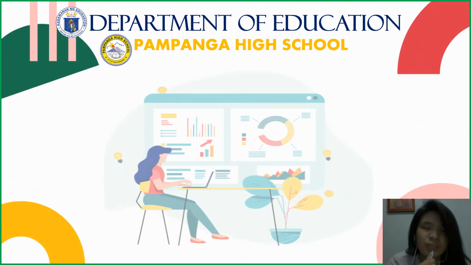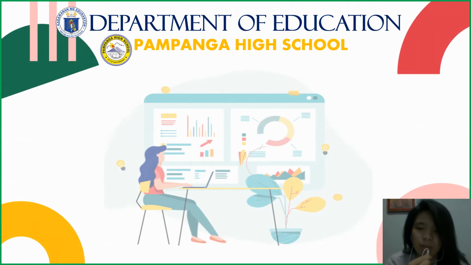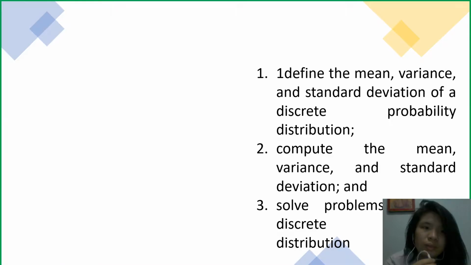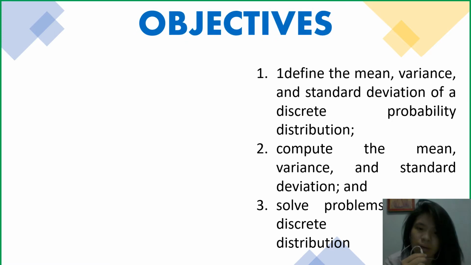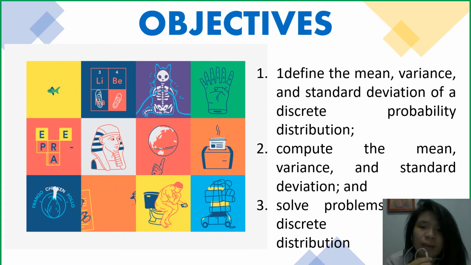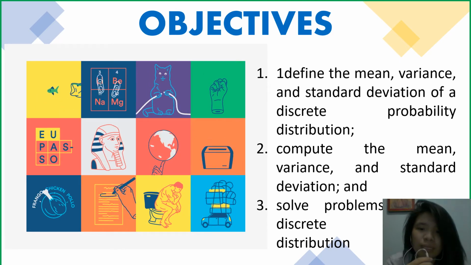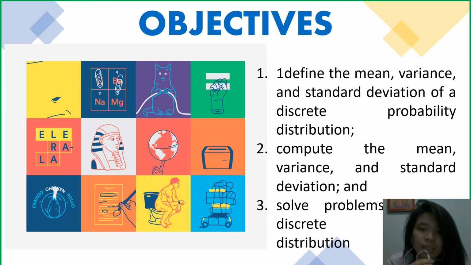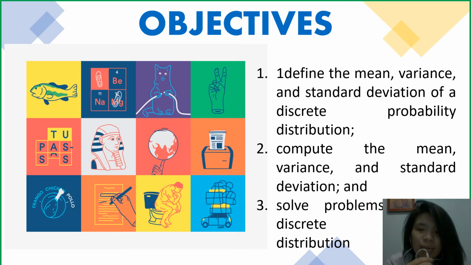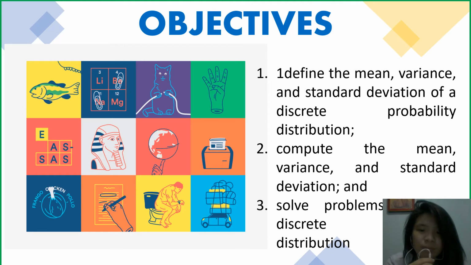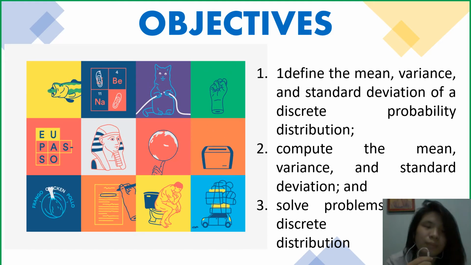Good morning. So in this video lesson, we're going to talk about the SciPACs in week 2 of Statistics and Probability. So our objectives for today are: first, identify the mean, variance, and standard deviation of a discrete probability distribution. Second, compute the mean, variance, and standard deviation. And lastly, we solve problems involving discrete probability distribution.